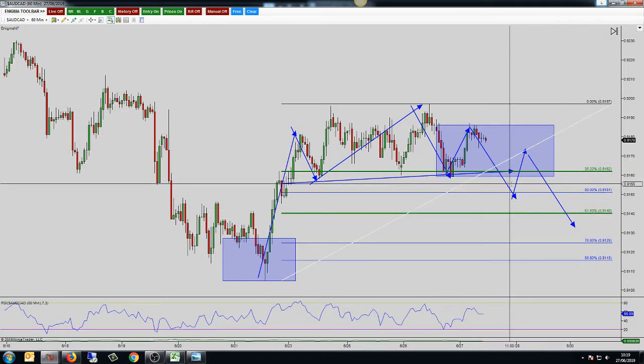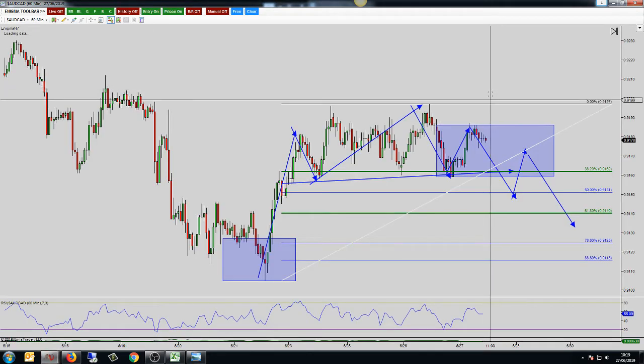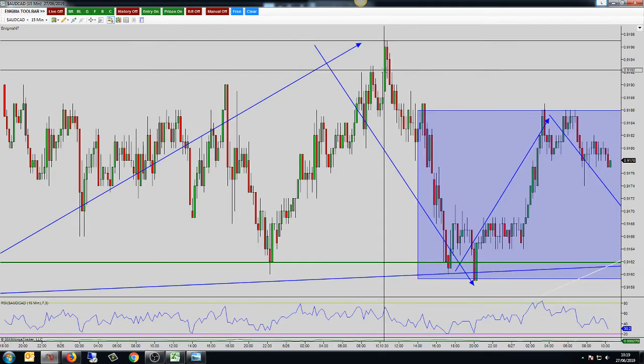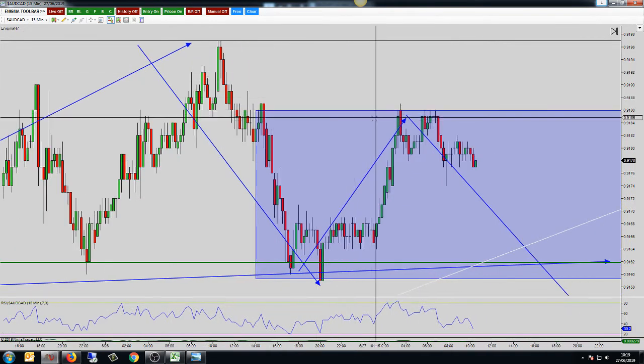So I'm just going to make a note of the Aussie dollar. I'm just going to asterisk that so I can put it on my main charts later on. Let's take a quick look at the 15. I don't think there's too much here, to be honest with you. Oh, look at that little double top there that's occurred.